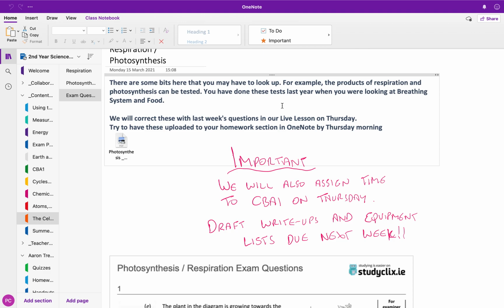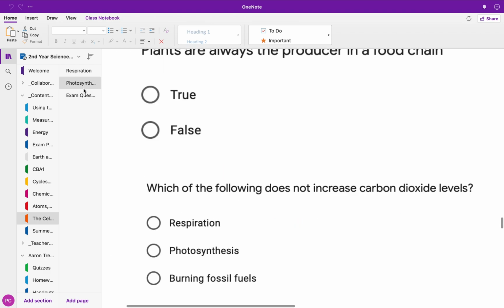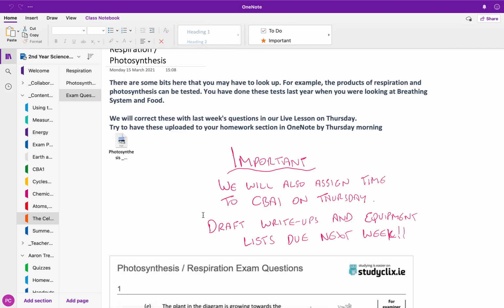And on Thursday, what we will do, we will spend about 20 minutes correcting the questions below here and correcting the photosynthesis questions from last week as well. The second part of our lesson on Thursday will be getting to grips and seeing where people are with regards to CBA, right? So it's dragging on a bit now.